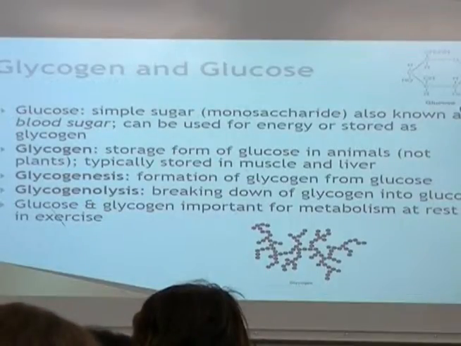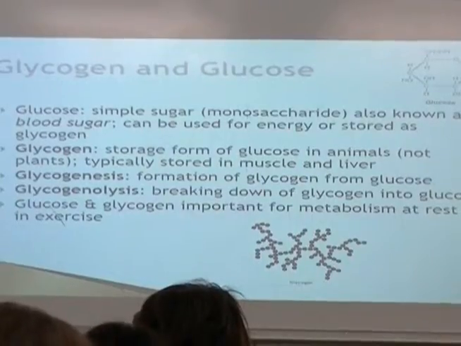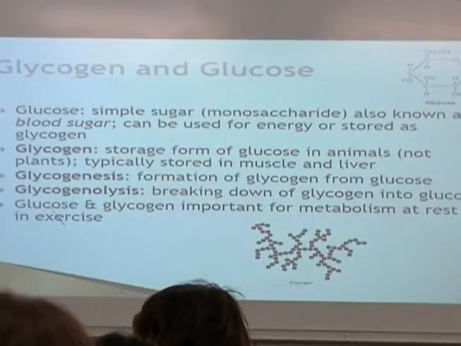Monosaccharides are a simple ring. They have 6 carbons in them. That's the important bit. This isn't a chemistry lesson. We do not need to know this. Right? We need to know it has 6 carbons. Okay?